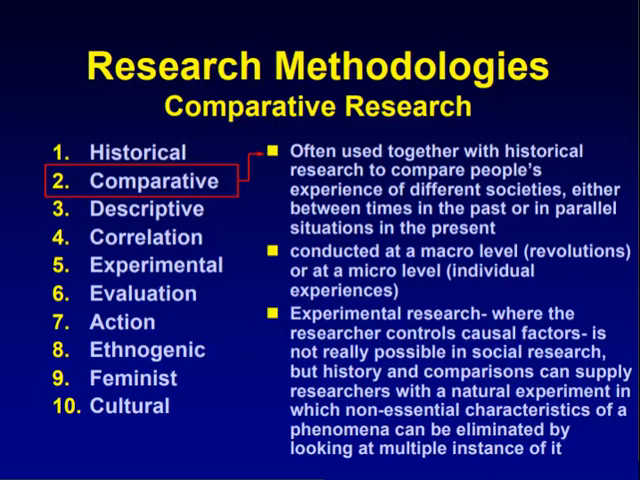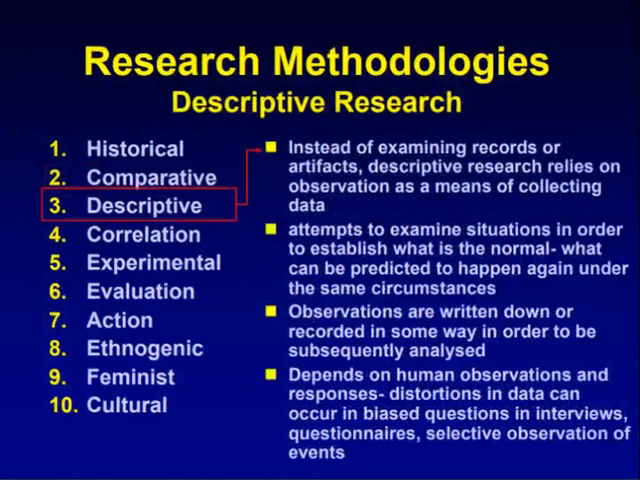In descriptive research methodology, instead of examining records or artifacts, descriptive research relies on observation as a means of collecting data, attempts to examine situations in order to establish what is the normal, what can be predicted to happen again under the same circumstances. Observations are written down or recorded in some way in order to be subsequently analyzed. Depends on human observations and responses. Distortions in data can occur in biased questions in interviews, questionnaires, selective observation of events.